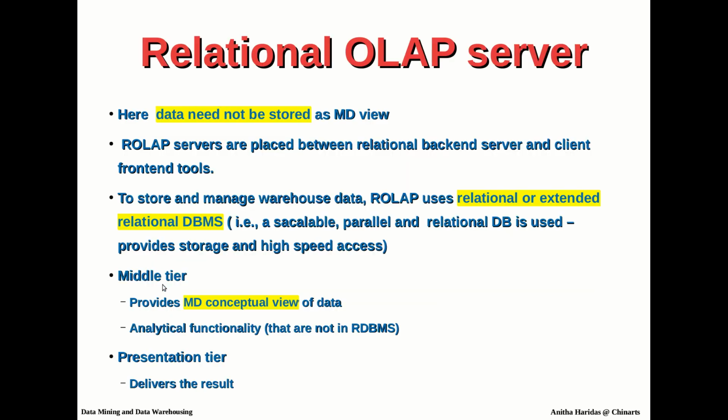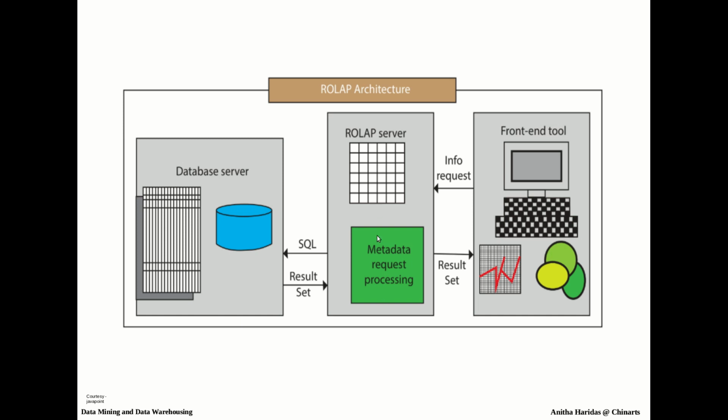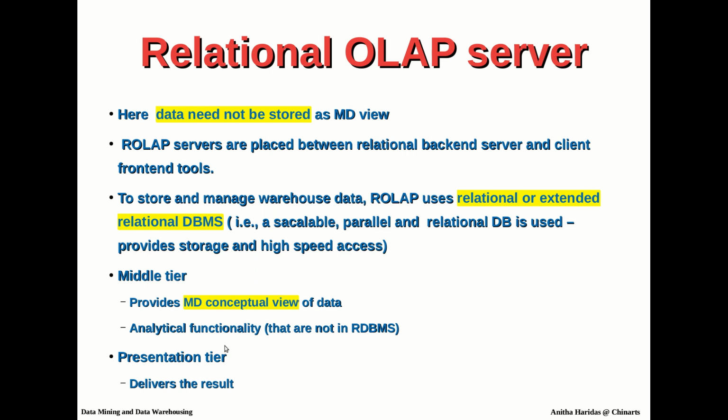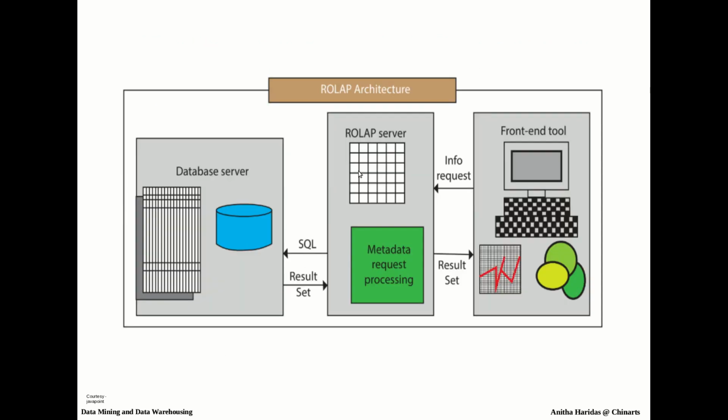Then once the result set is retrieved, the result set will be converted into a multi-dimensional view. Who will be doing it? The middle tier will be doing it. And the middle tier will be transforming the result set into a multi-dimensional view, and from the multi-dimensional view, the result set will be delivered by the presentation tier. So that is what happens here.